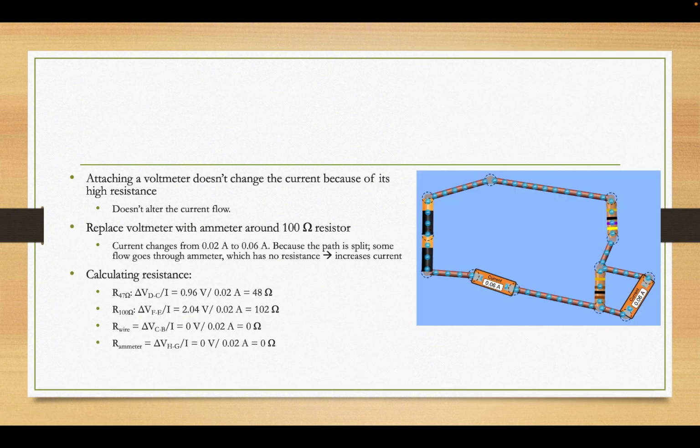Attaching a voltmeter doesn't change the current because of its high resistance, so that's why it doesn't alter the current flow. If we replace the voltmeter with an ammeter next to the 100 ohm resistor, the current changes from 0.02 to 0.06 amps because the path is split and some of the current is flowing through here, which isn't going through the resistor. Therefore, the current increases. Then we calculated resistance using the potential differences at the various points for the 47 ohm resistor, the 100 ohm resistor, the wire, and the ammeter.